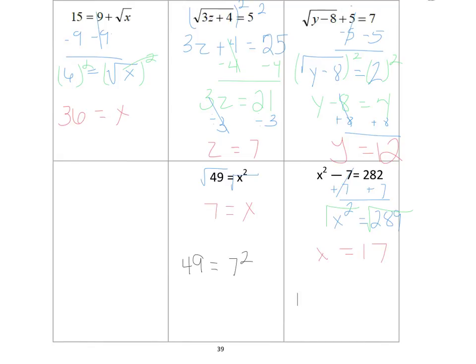We know this to be true because what we're saying is that 17 squared take away 7, does it equal 282? Well, 17 squared is 289, and 289 minus 7 does equal 282, so we have the correct answer. That is how you solve equations with a radical sign.